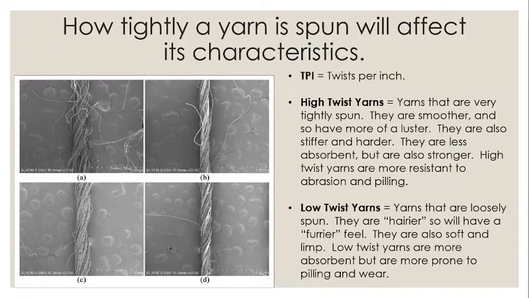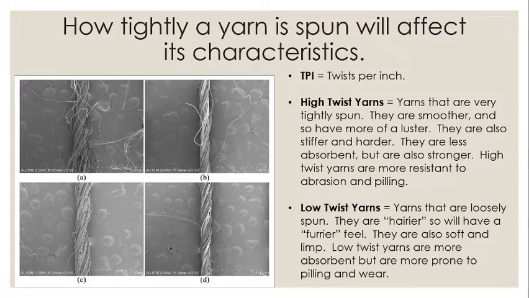So how tightly a yarn is spun will affect its characteristics. Now these images are of different yarns twisted at either higher or lower twists. So the twist of a yarn is typically measured by this abbreviation here, twists per inch.